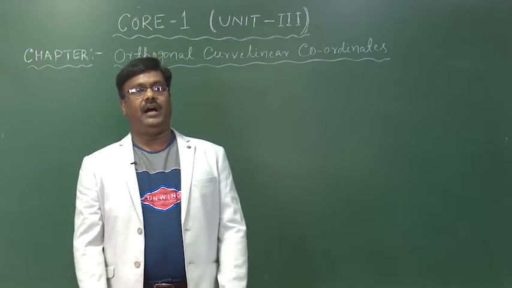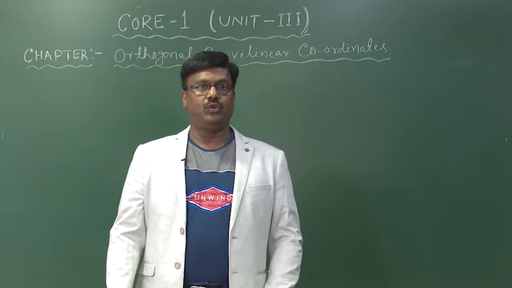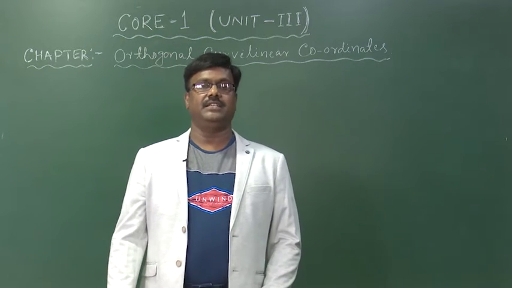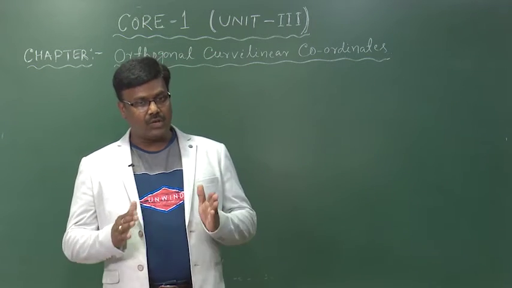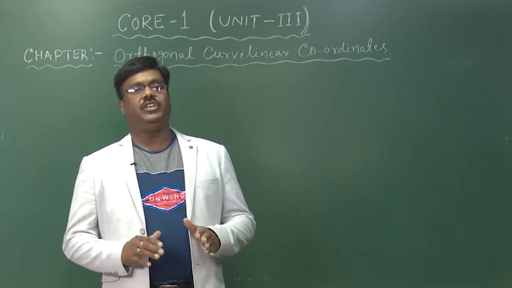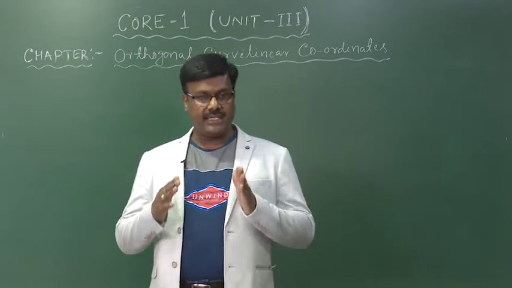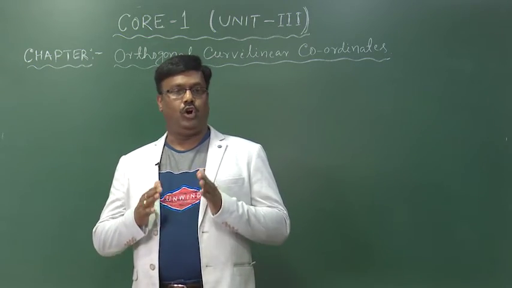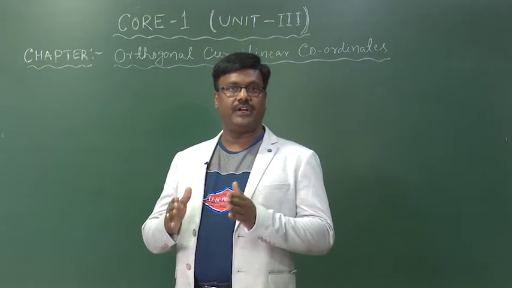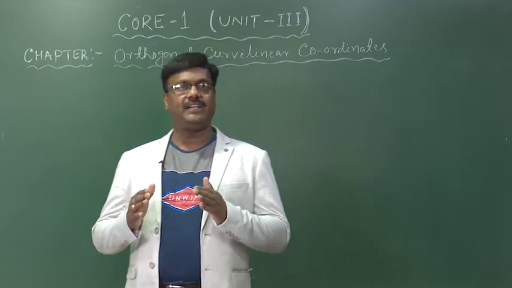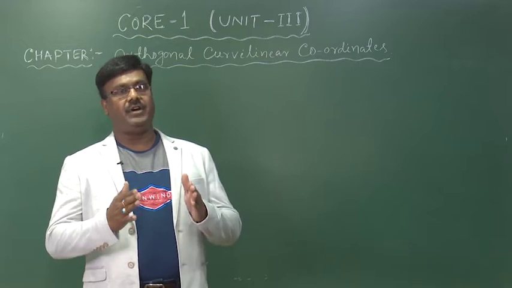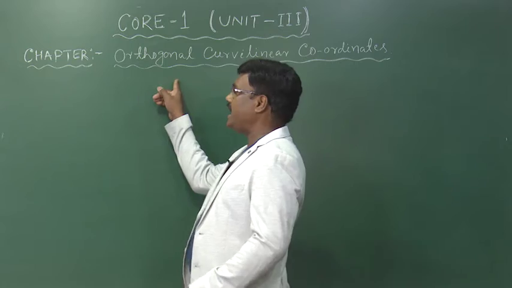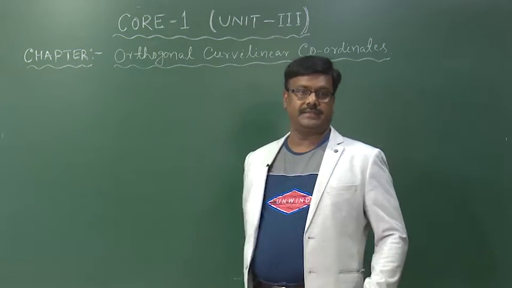Now our duty is to start Core 1 of physics honors under the CBCS course. In Core 1 we will now start Unit 3, and this unit 3 consists of two chapters. One is the orthogonal curvilinear coordinates and the second one is the Dirac delta function. So let us first start with orthogonal curvilinear coordinates.